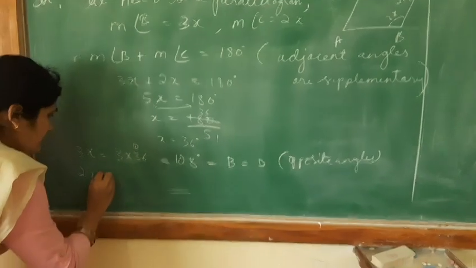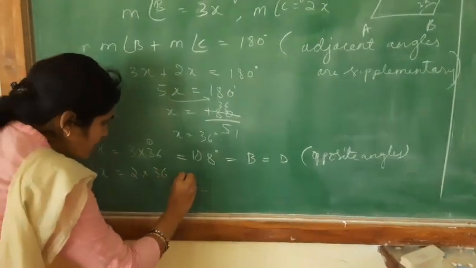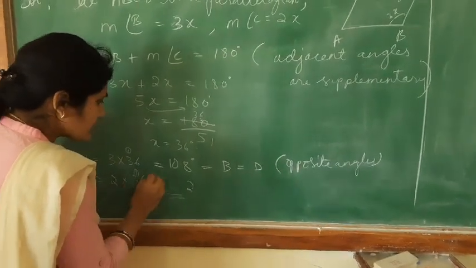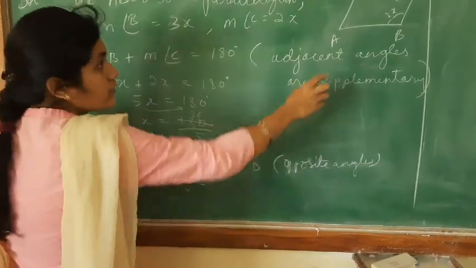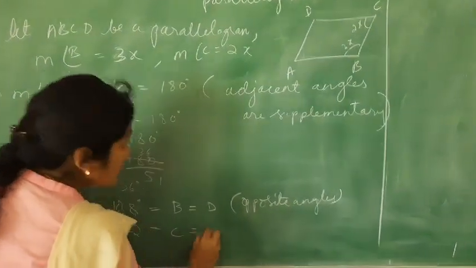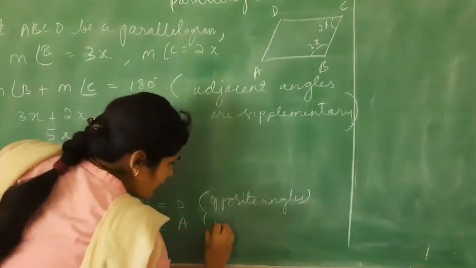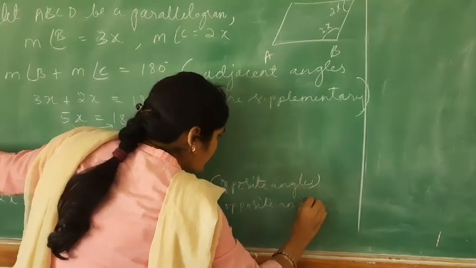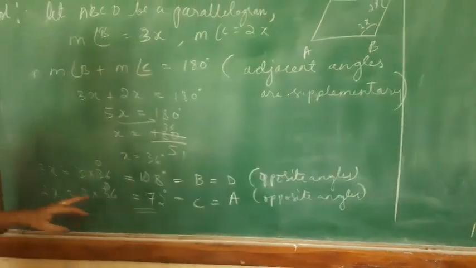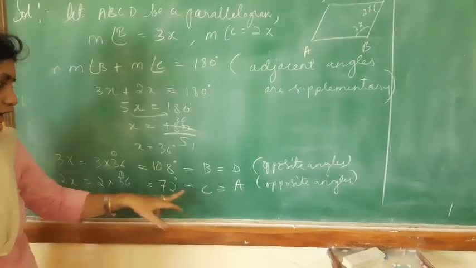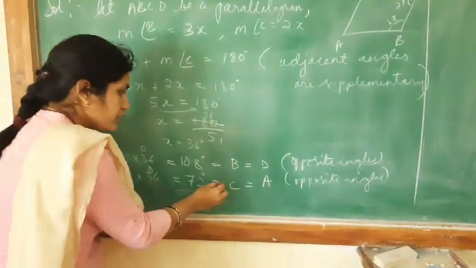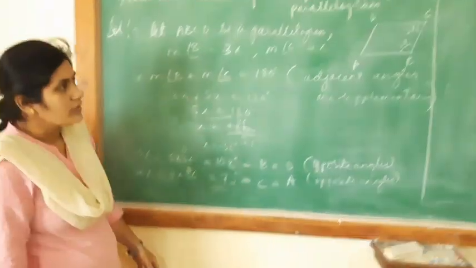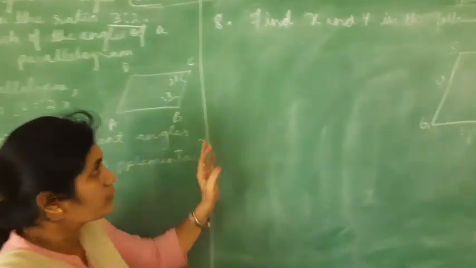So now 2x is equal to 2 into 36. You see, 2 sixes are 12, carry 1, 2 threes are 6, plus 1 is 7, 72 degrees. Which refers to C. C is equal to A. Opposite angles of a parallelogram are equal. Therefore, angles B and D are 108 degrees, angles C and A are 72 degrees because opposite angles of a parallelogram are equal. Now let us move on to the 8th problem.